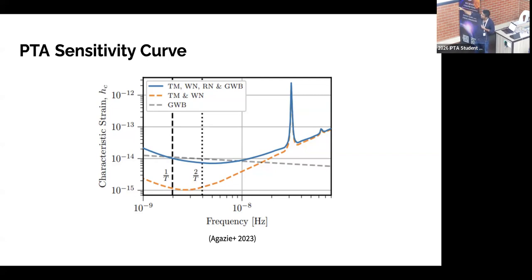The big spike is at 1 year. That comes because of the unknown sky location, which we can get rid of by including VLBI measurements or whatever. The small spike is due to unknown parallax. It has a 6-month frequency.